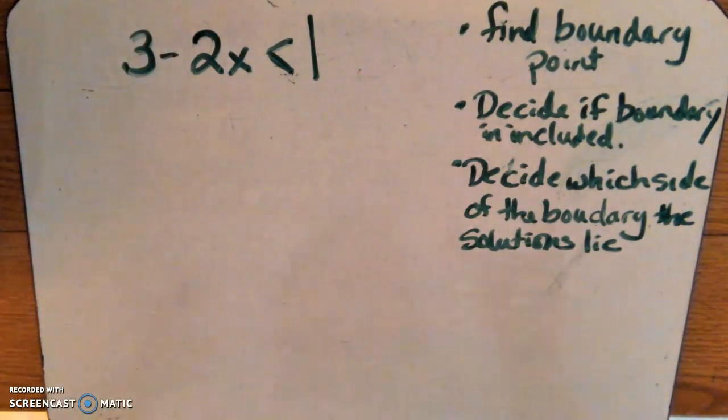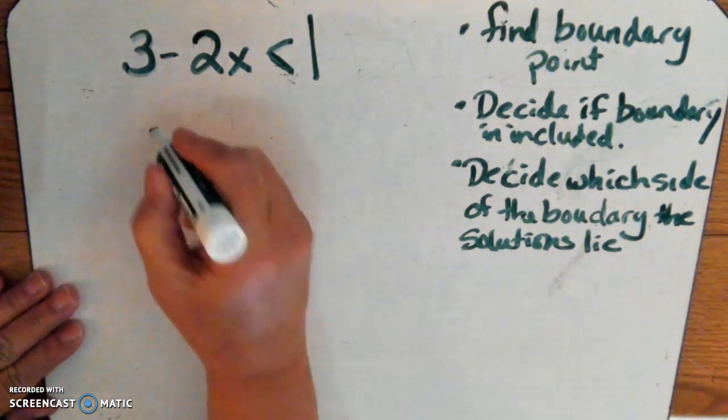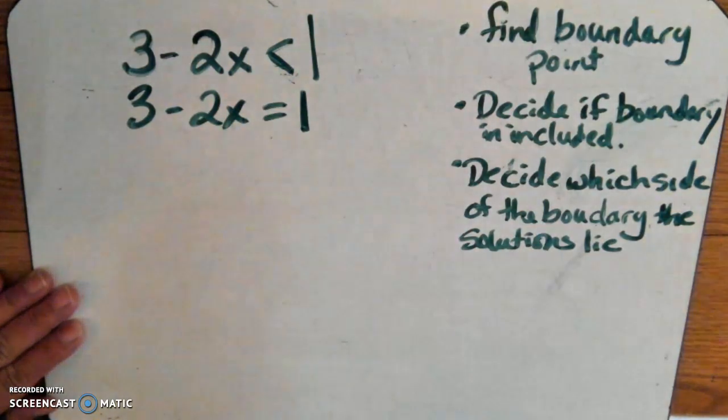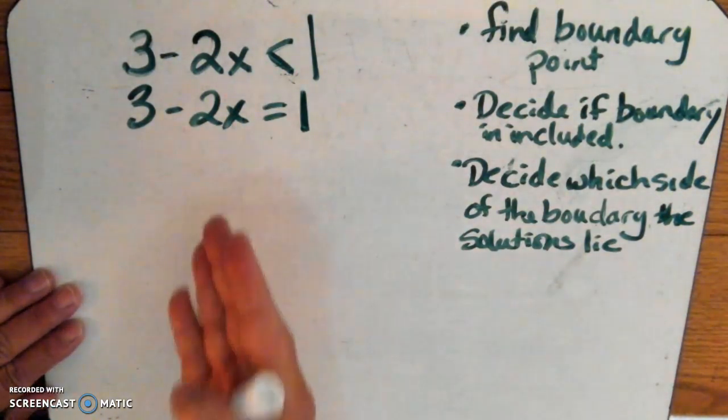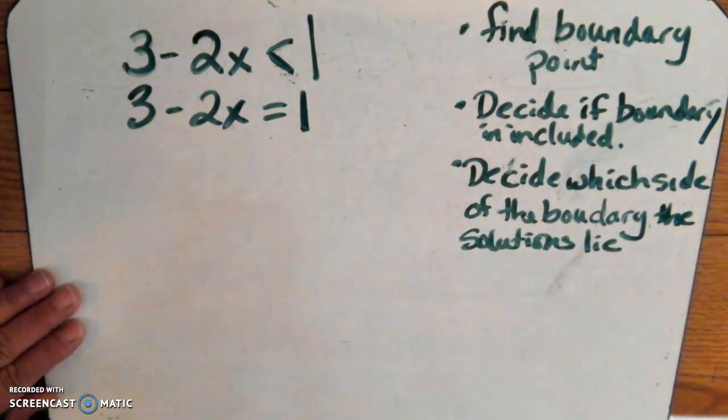Okay, so the very first thing, to find the boundary point, I'm going to change this into an equation. So I'm going to write this as 3 minus 2x equals 1, because that's going to be the boundary point. That's going to be the one point that would make this equal. So it's kind of like the boundary. On one side of this boundary point, all the points will work. On the other side, all the points won't work.